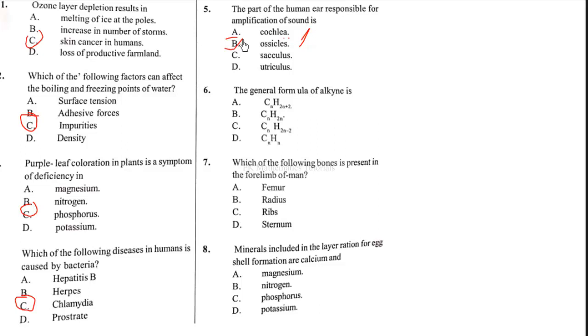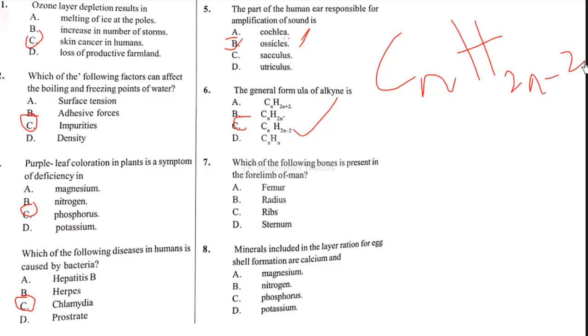The general formula of alkyne is C sub n H sub 2n minus 2, where n is equal to any integer that is greater than 1. So the correct answer is C, C sub n H sub 2n minus 2.